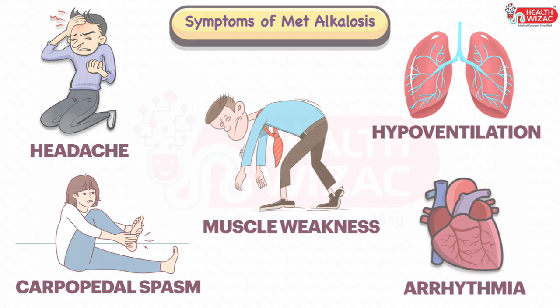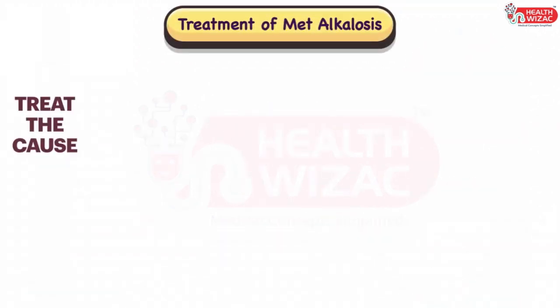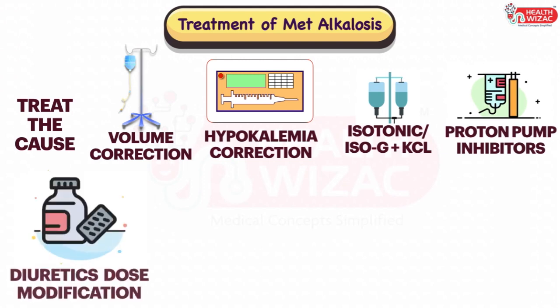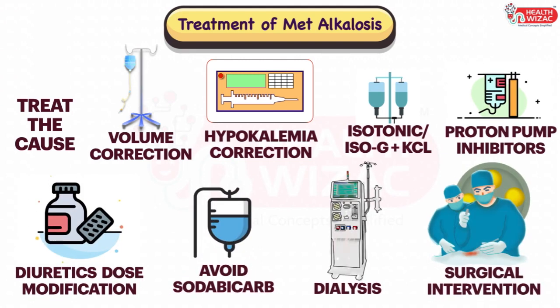Treatment of metabolic alkalosis includes the following points. First, treat the underlying cause. Second, volume correction in case of dehydration, and correction of hypokalemia in case of low potassium. Infusion with isolyte G or isotonic saline mixed with potassium chloride are recommended. Proton pump inhibitors to minimize the H+ ion loss from the GI tract. Dose modification in case of patients who are on diuretics. Avoid soda bicarbonate infusions. Dialysis and surgical intervention in case of pituitary tumor or adrenal tumor leading to hypoaldosteronism.